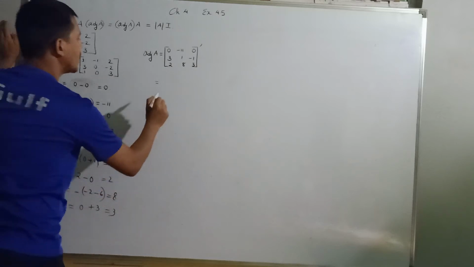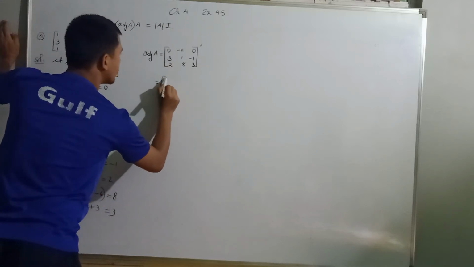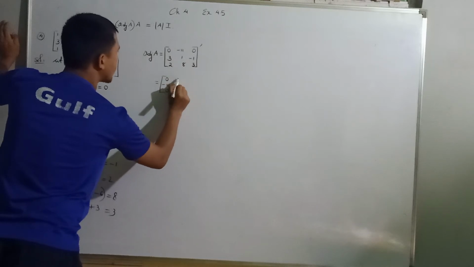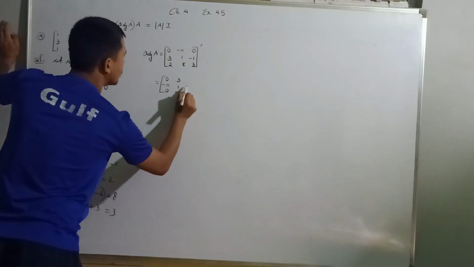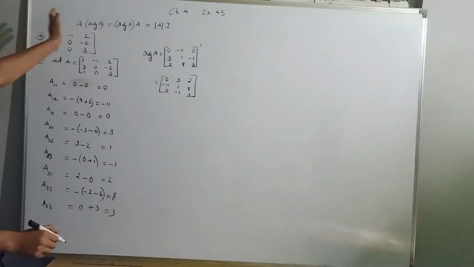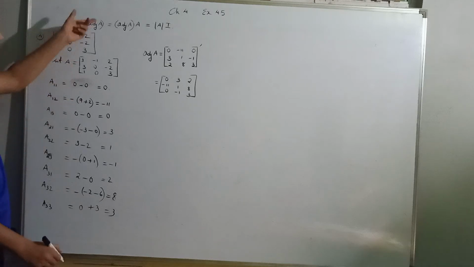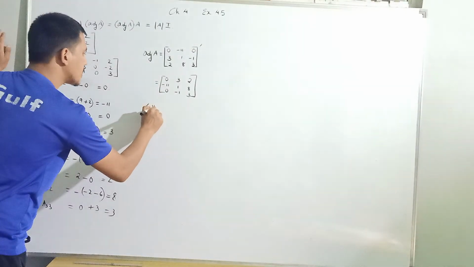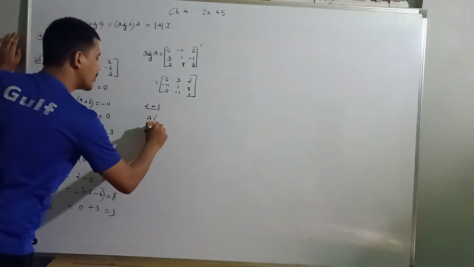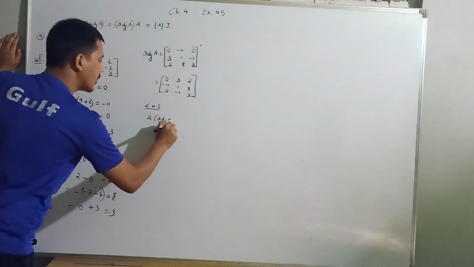So the transpose of this matrix will be: the first row will become the first column, the second row will become the second column, the third row will become the third column. Now we need to verify this. Let's take the left hand side. What is your left hand side? Your left hand side is A into adjoint of A.